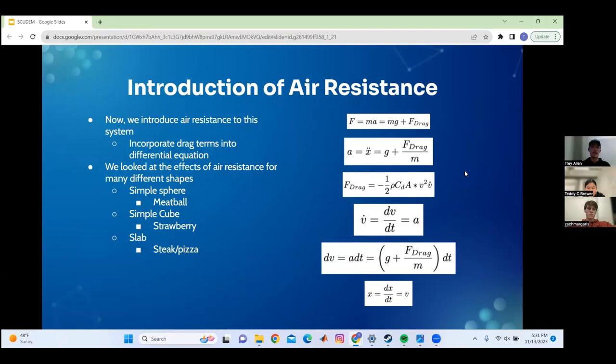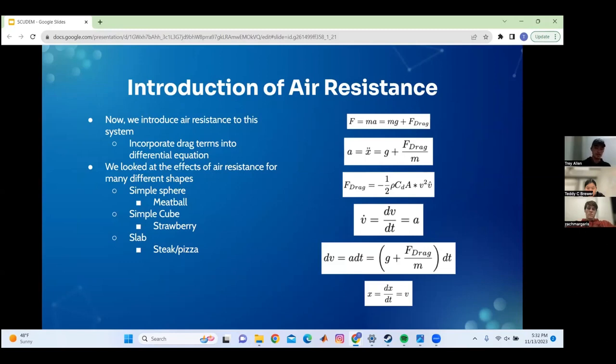So moving on now from our base case, which did not have air resistance, we're going to move on to cases where we look at air resistance and its impact on different shapes. We introduce air resistance to the system just by adding a force of drag term, and that force of drag term is dependent on this F drag equation here, which is the third from the top, which incorporates both the coefficient of drag of a certain shape and the cross-sectional area of that shape, as well as other factors.